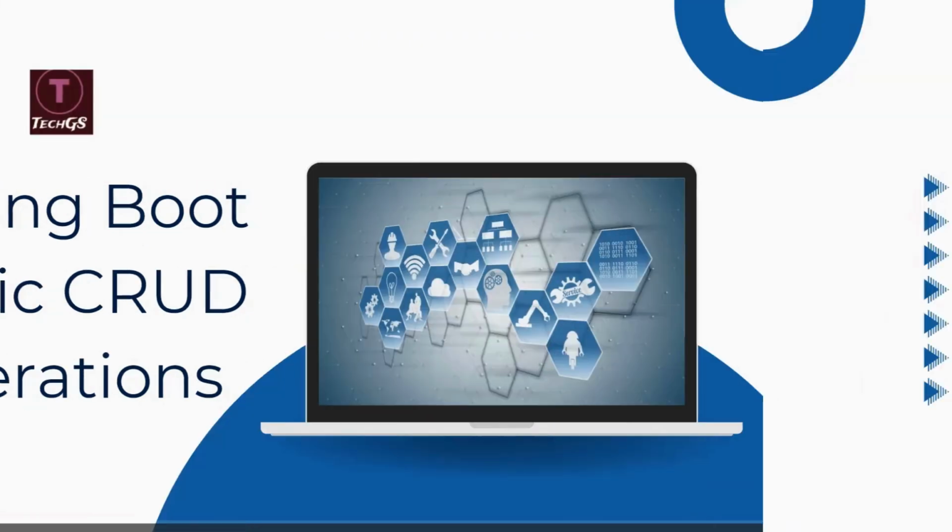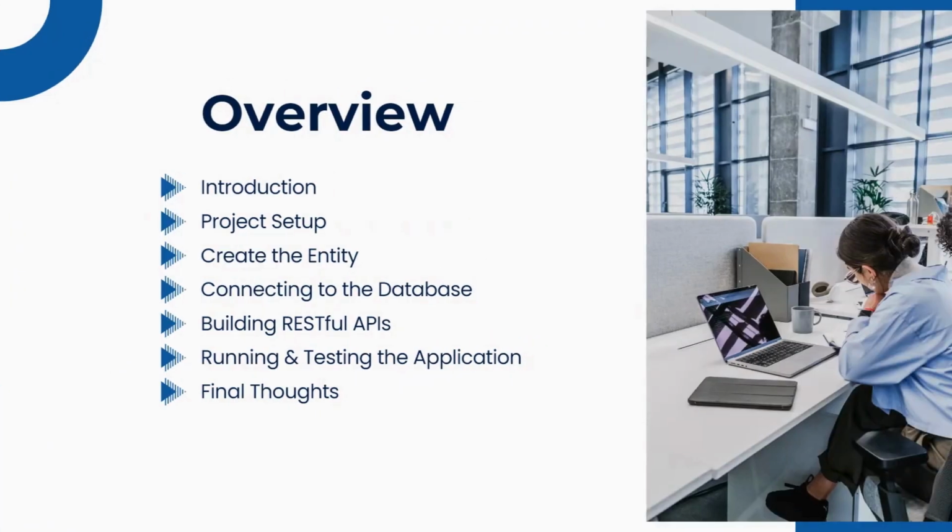Let's jump in. First, I'll explain to you about Spring Boot and then we'll set up our project using Spring Initializr. After that, we'll create a book entity, set up our repository and build a REST controller. Finally, we'll run the app and test it using Postman and the H2 database console too. Alright, let's get started.